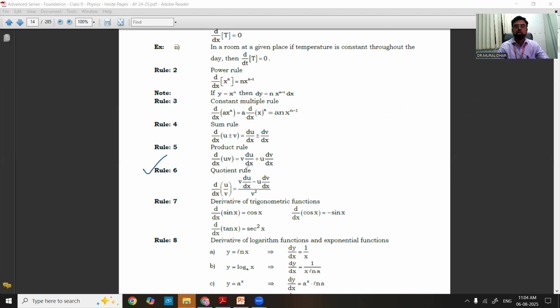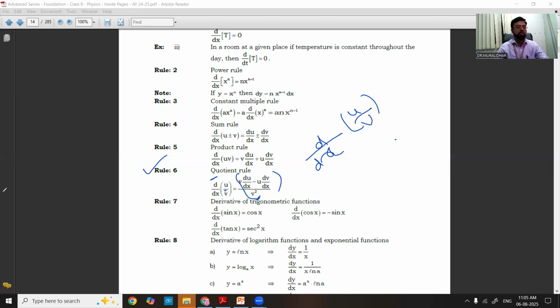Quotient rule. What is the rule? See here. So d by dx of u by v, that is when there is a division. Addition, multiplication, division, all key. So how to write this? For this you can write the answer: v du by dx minus u dv by dx, all over v square. That is the derivative by the quotient rule. Very important.